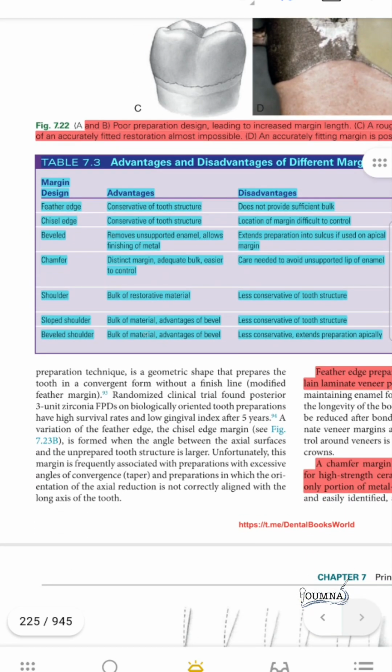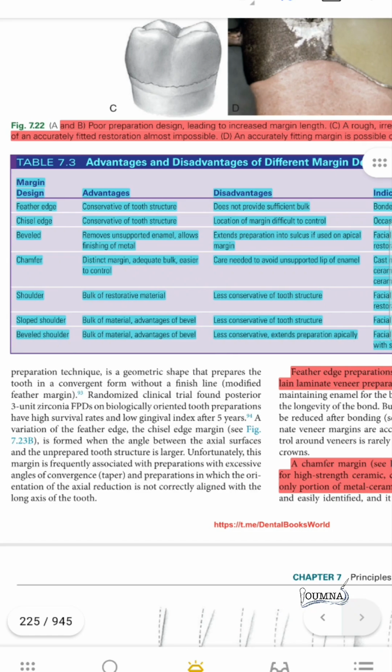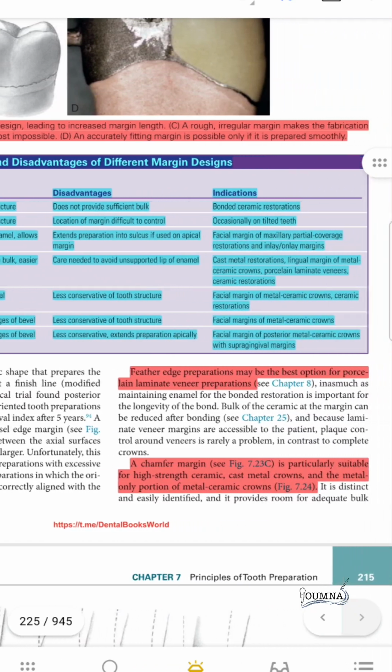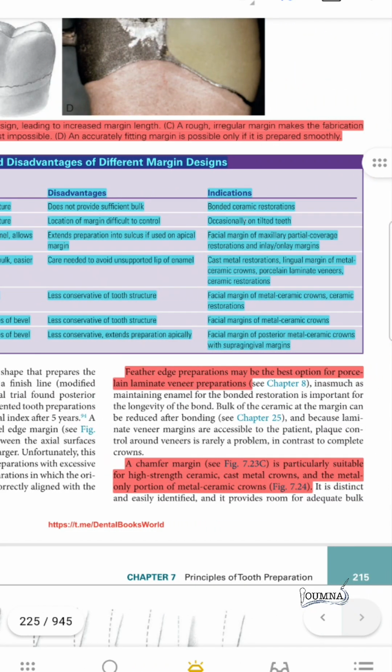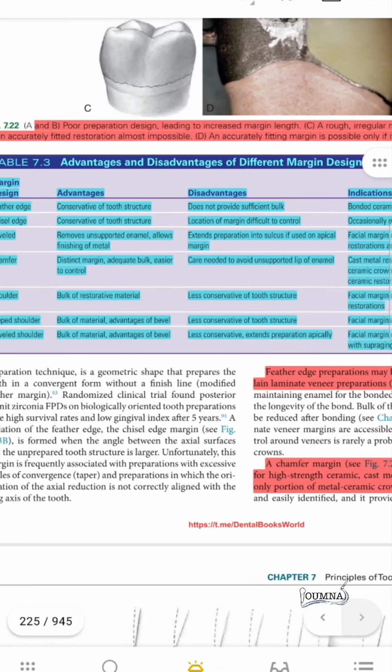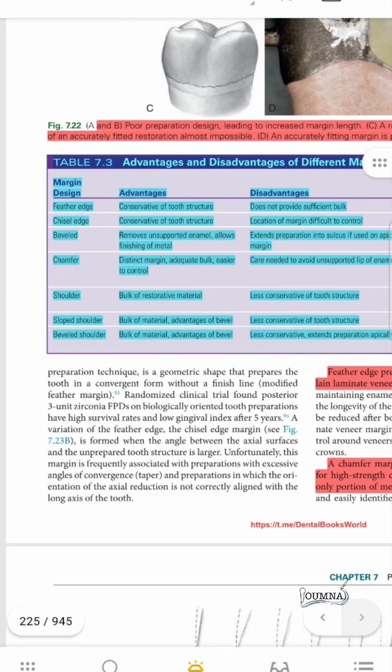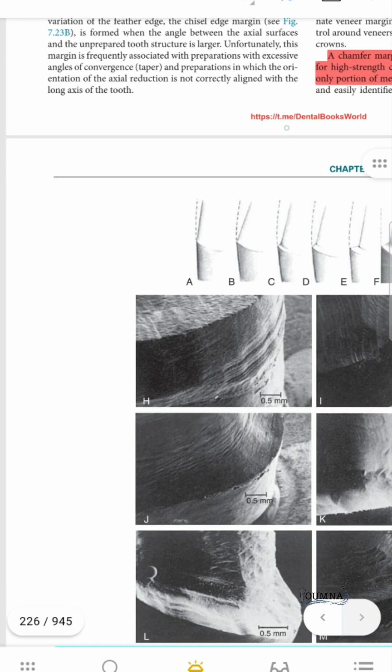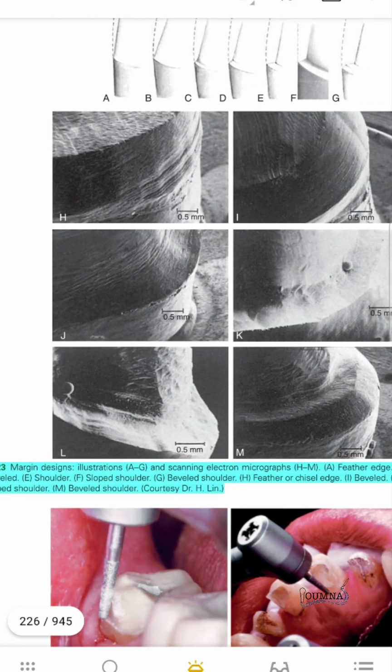We have the feather edge that we mentioned before. Although it is conservative, it is only used when we have bonded ceramic restorations, because it does not provide sufficient bulk of material for the build-up. The beveled one, here we can discuss them in the picture.